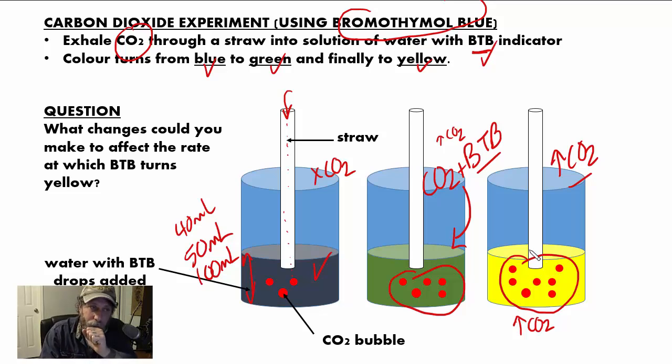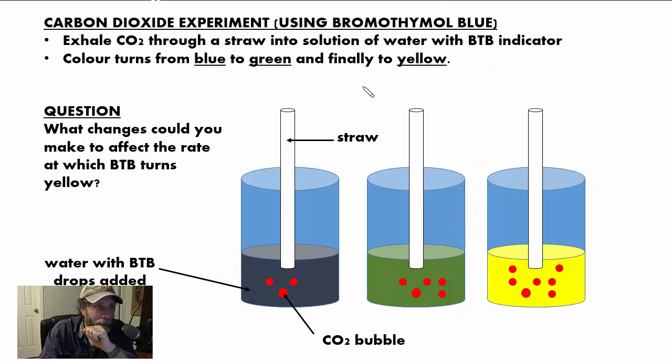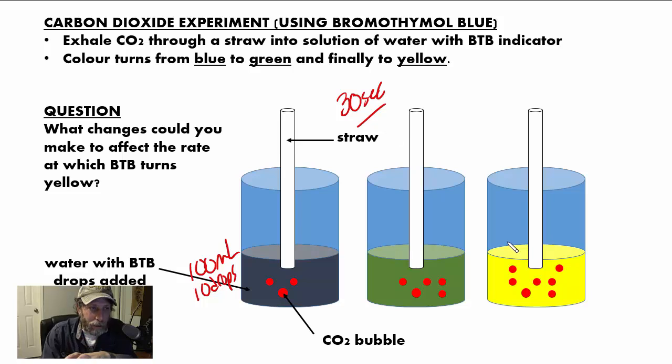So if you breathe out through a straw and you start to time it, you find it takes, I don't know, let's say, let me clear this off for a second. Let's say it takes 30 seconds to turn 100 milliliters of water with 10 drops of BTB yellow. And then you do it again, and you do it again, and you keep this all constant, because you want to control stuff.